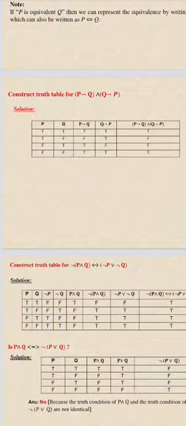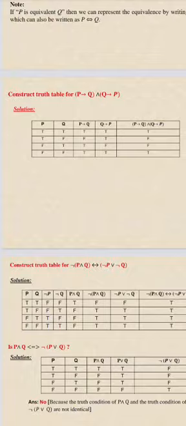Next example, construct the truth table for negation (P and Q) if and only if negation P or negation Q. Then the columns: P, Q, first negation P, then negation Q, then P and Q, then negation (P and Q), negation P or negation Q, then last the whole statement negation (P and Q) if and only if negation P or negation Q.